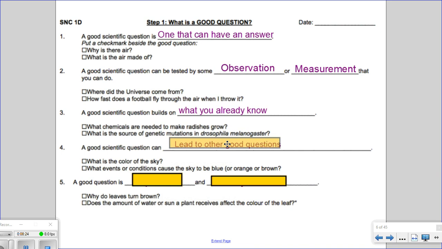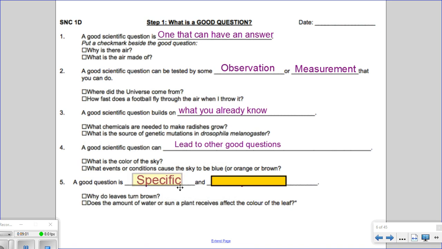A good scientific question can lead to other good questions. So what is the color of the sky? You answer that and you're done, job done. What events or conditions cause the sky to be blue or orange or brown? Here, we've looked at the conditions that can cause it to be blue, but then we could also consider what would make the sky orange or brown or red or sometimes purple. So this particular question can lead to other interesting questions as well.